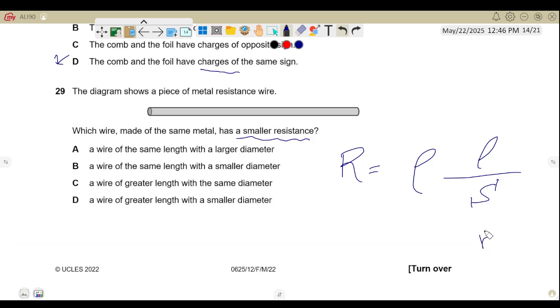That means the more we increase the diameter, the less the resistance would be. So a larger diameter will lead to a wire with the smaller resistance here. The answer would be A for us.